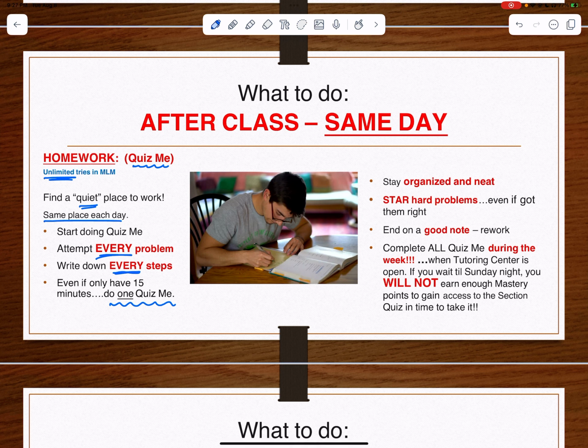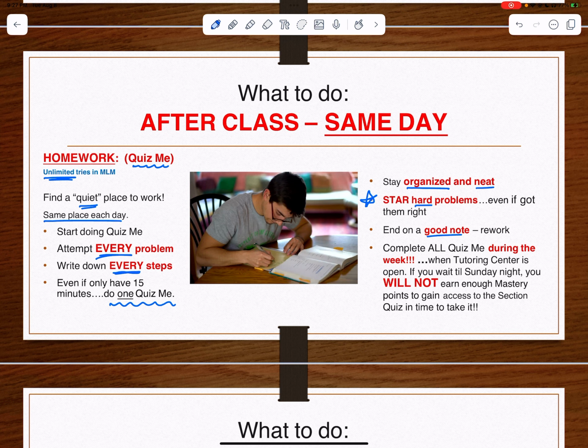Okay. While you're working your quiz me's, you want to make sure you stay organized and neat. Number the problems so that if you get stuck, it's easy to go back and see what the problem was, and I can help you figure out what some of the mistakes were that you were making. Make sure you star the harder problems, even if you got them right. Star them so that you know, oh, those are the ones I really need to study.